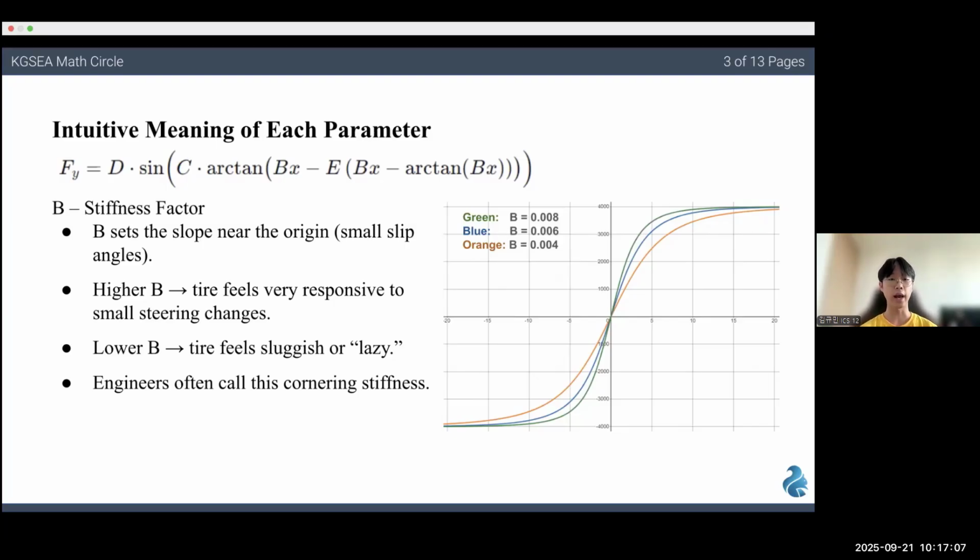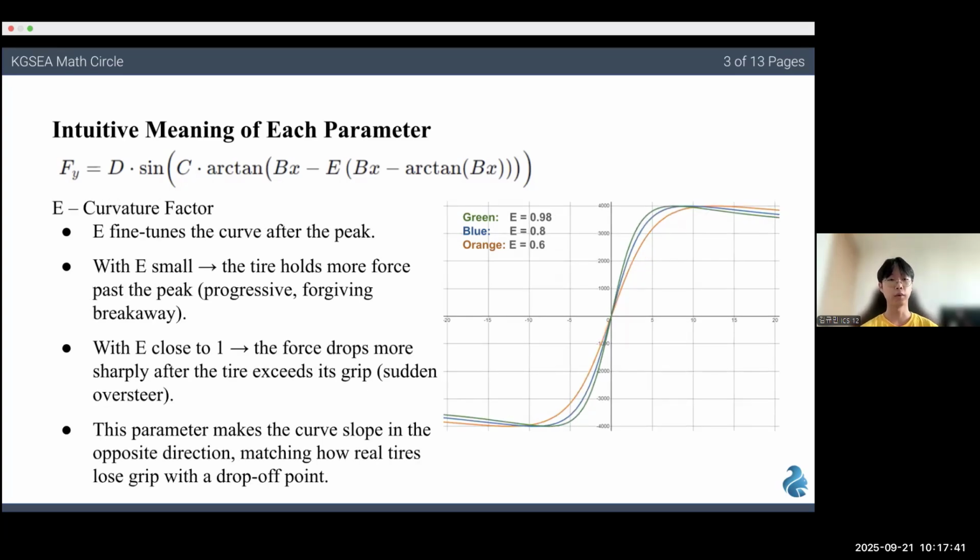And so you can see that at higher values of B, the tire feels very responsive to small steering changes, building up a lateral force much more quickly. And at lower values of B, the tire feels sluggish or lazy, in common terms, as the force builds up slowly and hence has a slower turn-in force. And so engineers often call this cornering stiffness. It basically says how stiff the car feels.